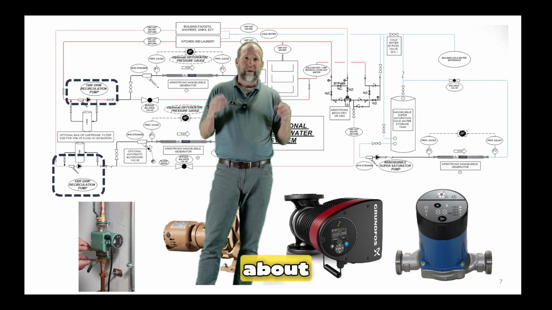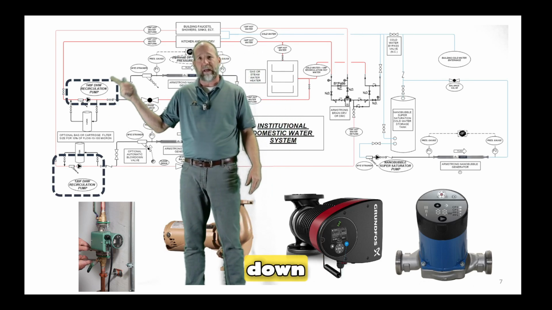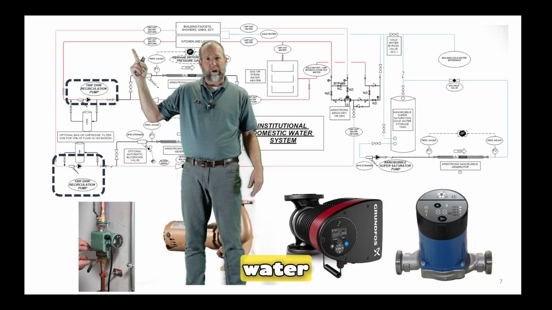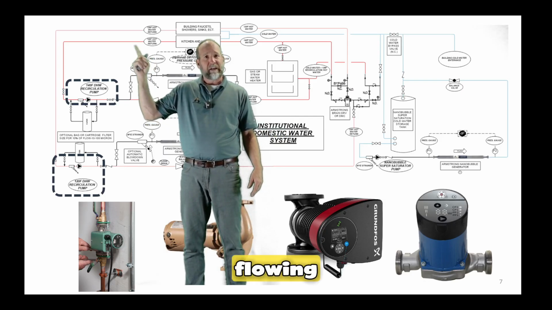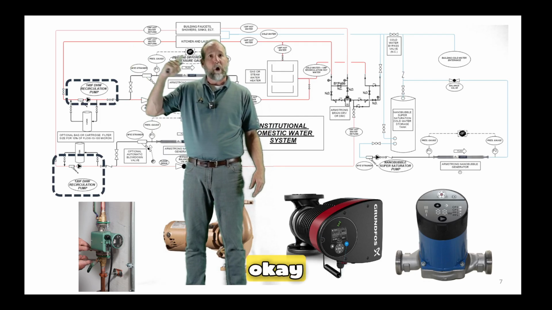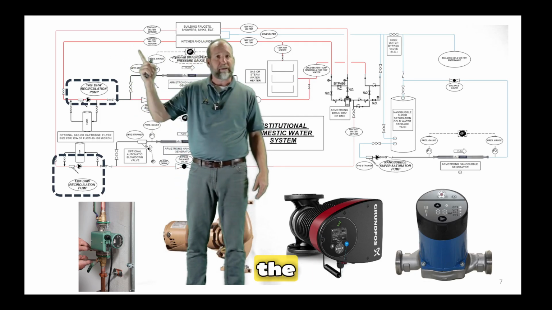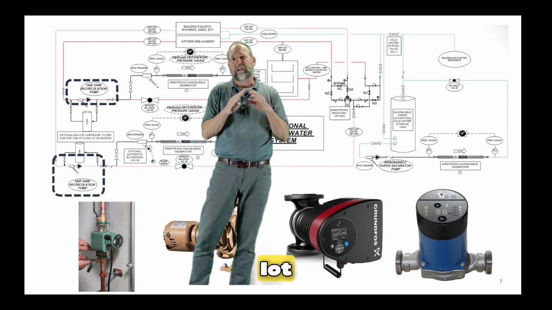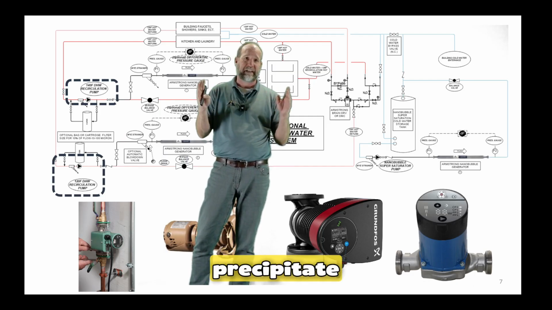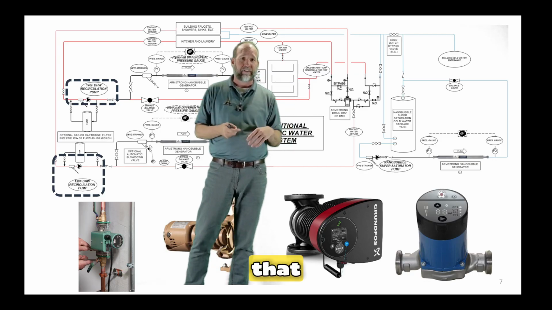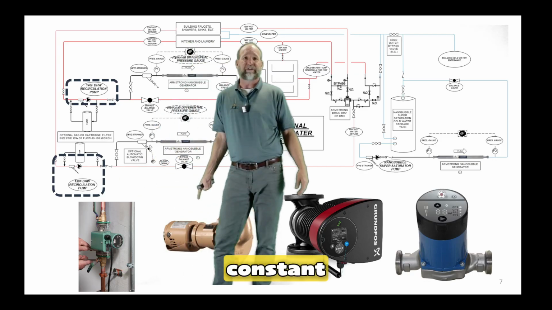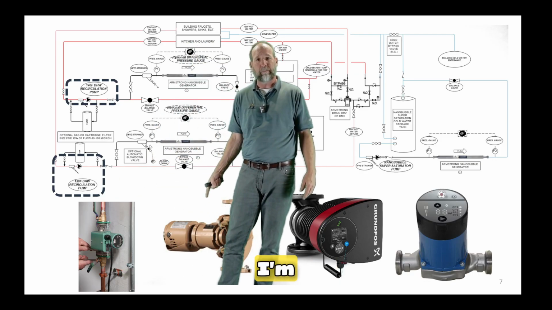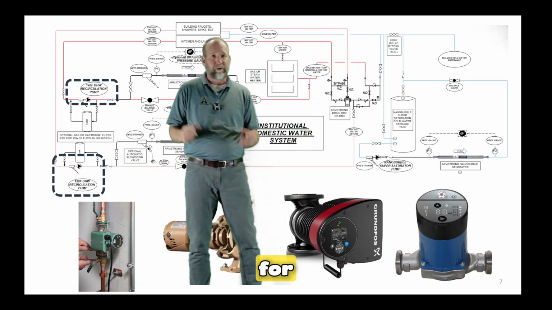Okay, because you think about it. If you turn this pump off or slow it down, you start to stagnate this water and stop it from flowing, you're just going to grow bacteria, okay? Water in motion and water at the proper temperature doesn't grow bacteria, okay? Also, it has a lot less opportunity to precipitate scale and things like that. So I prefer constant speed pumps. If I'm specifying a pump, I'm going with a constant speed pump for a domestic water system.